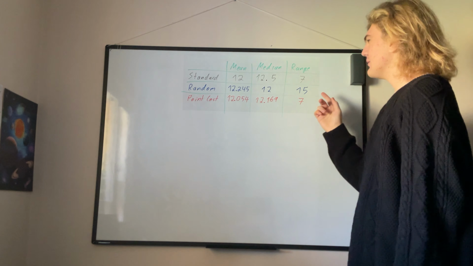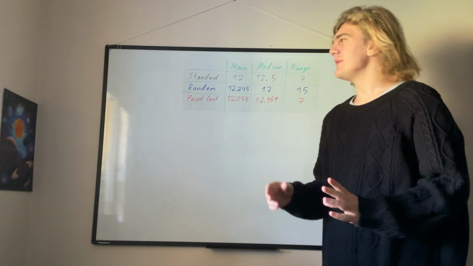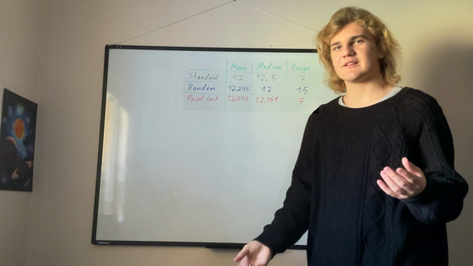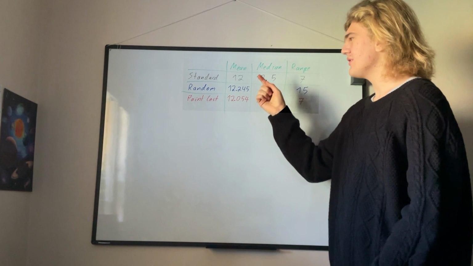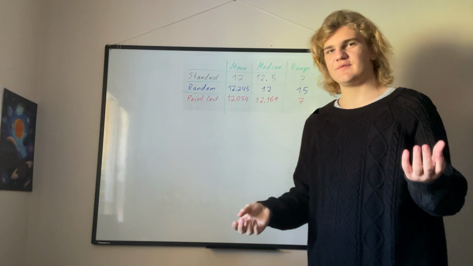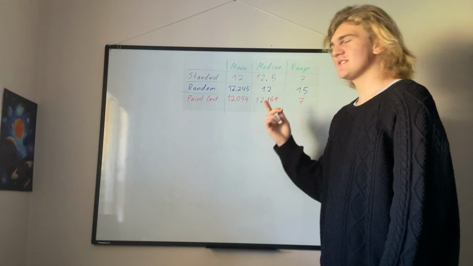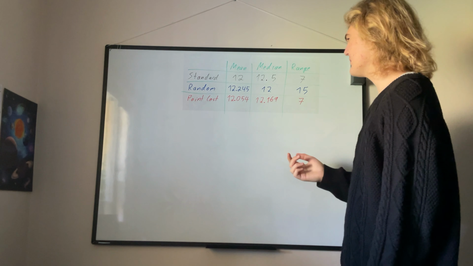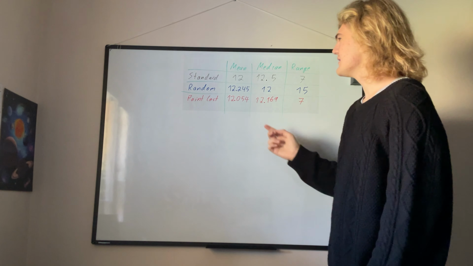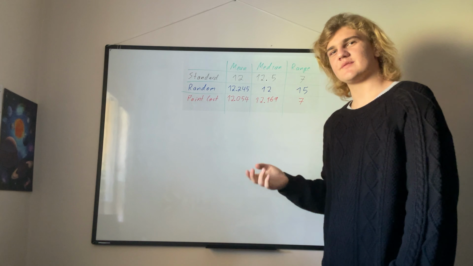However, the randomness also has the largest range, because the randomness can go from a minimum of 3 to a maximum of 18, whereas both the standard and point cost only go from 8 to 15, which means it's quite a high risk, high reward scenario for the random option. The medians are also quite similar. However, in this case, the standard array has the highest median, but it's also the safest option.